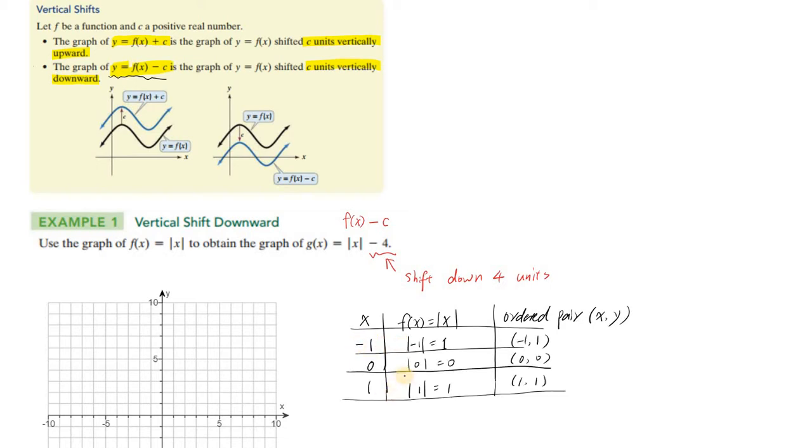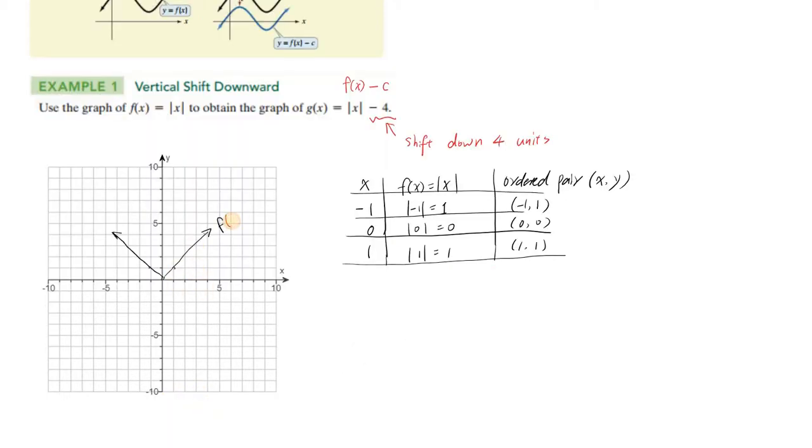Alright guys, I did it really quick for this f of x. So I'm going to plug in those 3 points. So we have negative 1, 1, I have 0, 0, and then we have 1, 1. So I'm going to graph this really quick. Okay, I'm just going to write it down: f of x equal to absolute value of x. Then once we have this, we're going to graph g of x, which is shifted down 4 units. 1, 2, 3, 4. Okay, 4 down. Alright, so that is our g of x equal to absolute value of x minus 4.